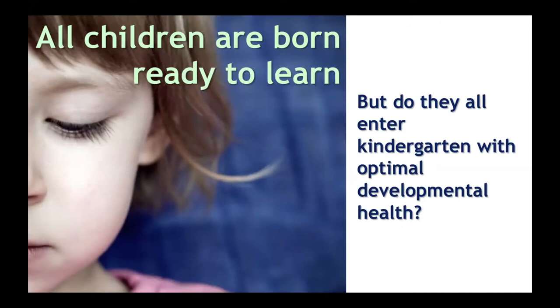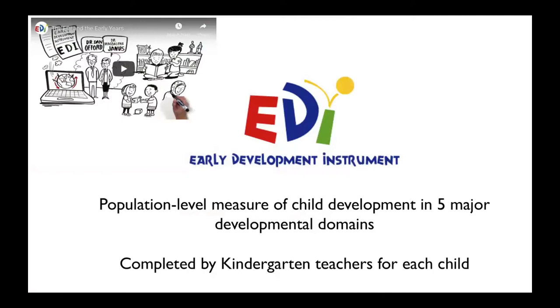When they started school. We knew that all children are born ready to learn. So unless they have major developmental delays, their system is open to take in any stimulation that they receive. The connections are forming. But what happens over the first 5 years before they enter school? They all enter kindergarten with optimal developmental health, or a little bit more than school readiness. And as a result of this conceptual and critical need, the instrument we now fondly call the Early Development Instrument was developed.